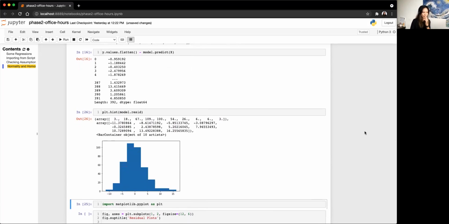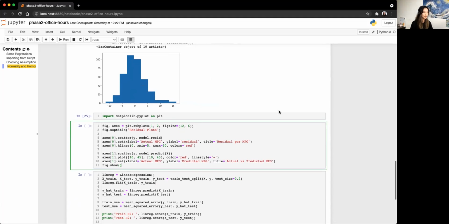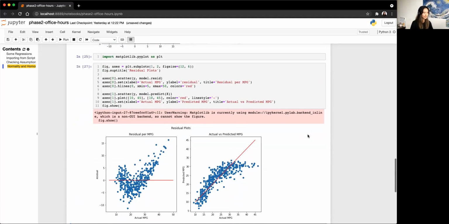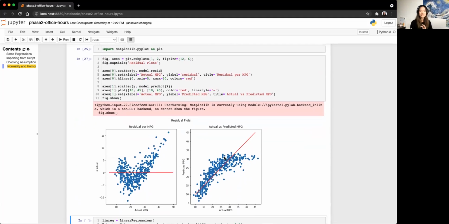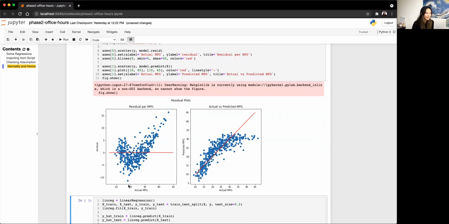But I also want to show you all residual plots. Here I have some code. I have 2 different residual plots, and I want to outline what these show us. There are 2 ways that you can do residual plots. First, the one on the left has our actual miles per gallon values on the x-axis and their associated residual on the y-axis. You can see that there's this horizontal line at 0, and 0 just means perfect prediction.